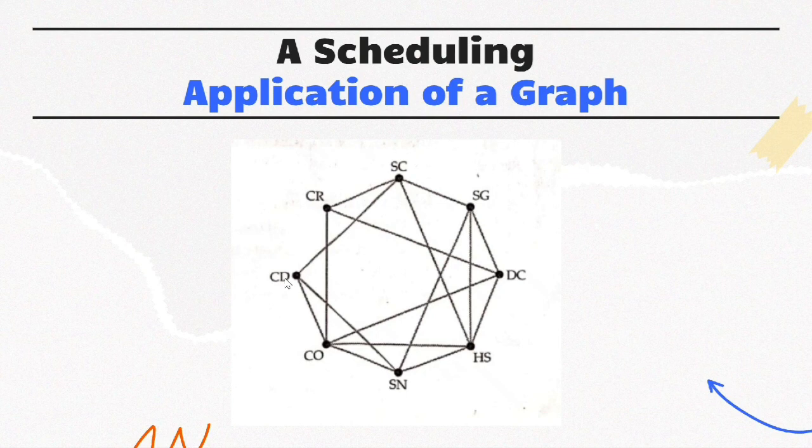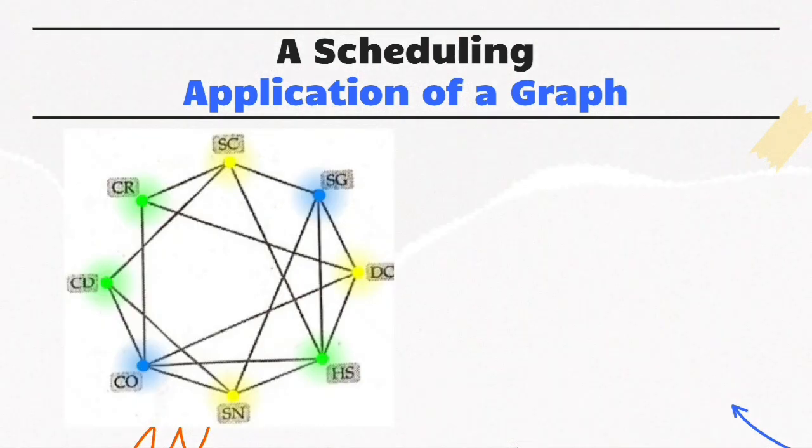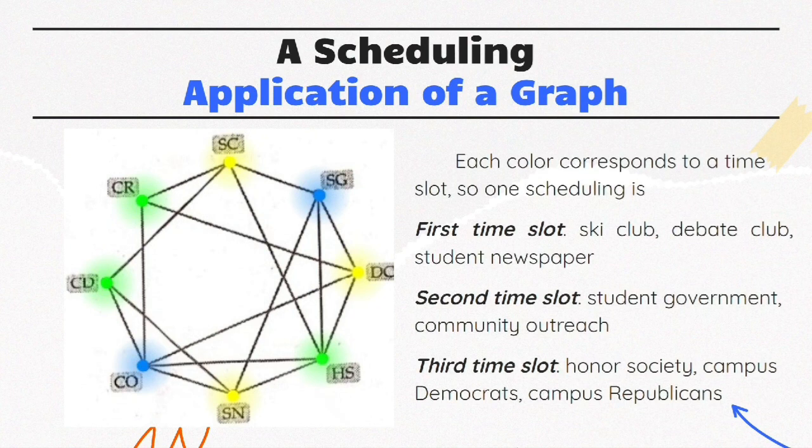Okay? So, if we let a color correspond to a time slot, then we need to find a coloring of the graph that uses the fewest possible number of colors. So by a little experimentation using the trial and error method, we come up with this graph assigning the respective colors. As you can see, there are three. The chromatic number of this graph is 3. There are 3 colors, and each color corresponds to one time slot.